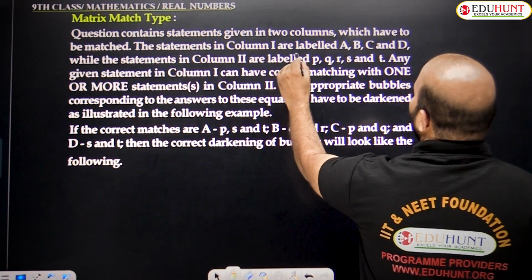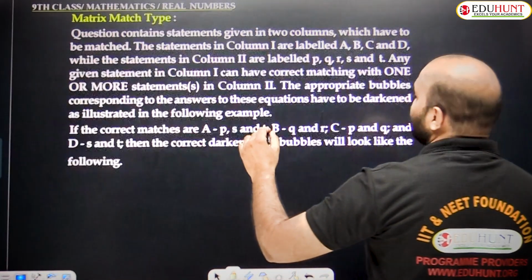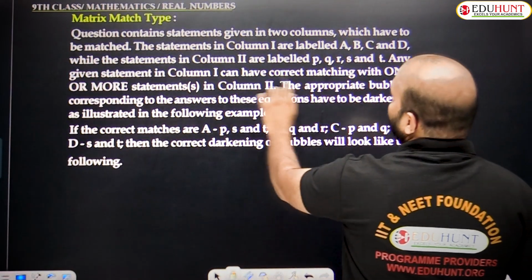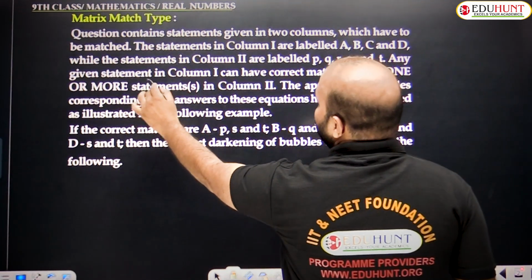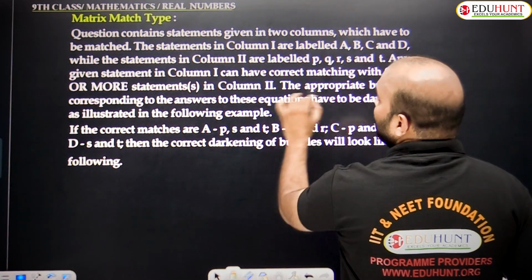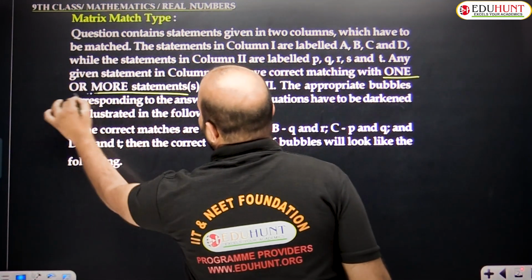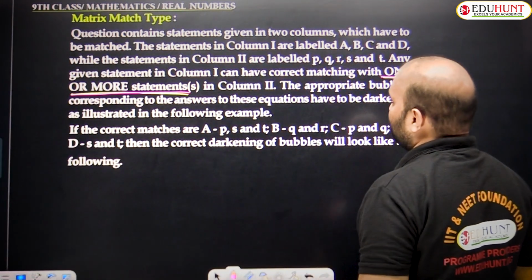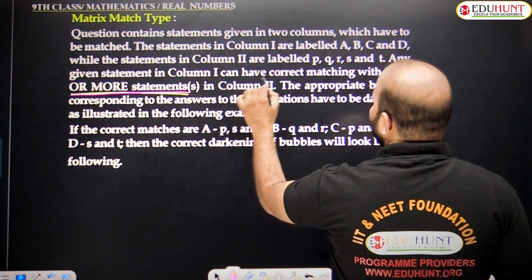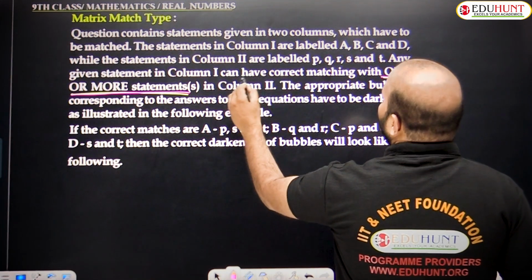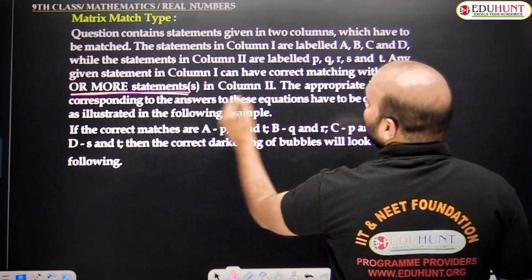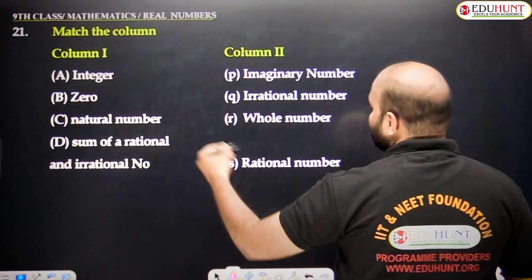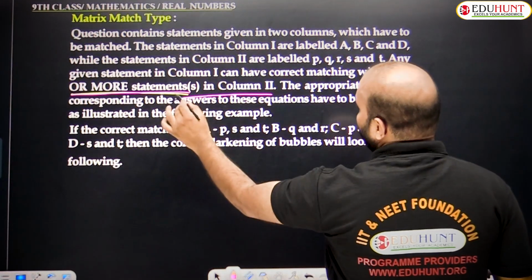The statements in column 1 are labeled A, B, C, D, and column 2 is arranged as P, Q, R, S. Any given statement in column 1 can have a correct match with one or more statements. This is a very valid point. One or more answers can be obtained, so there is no single answer, and multiple answers are possible. So clearly we need to notice that one or more statements in column 2 can match.